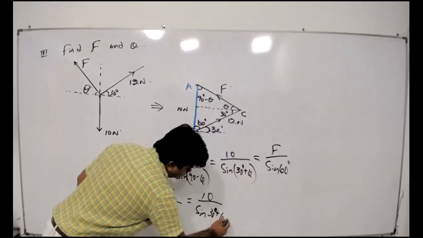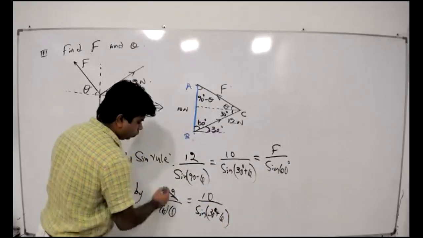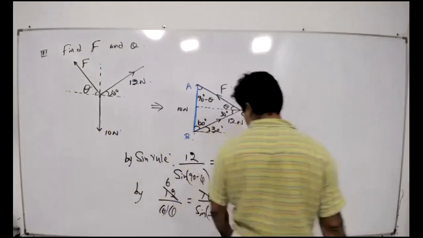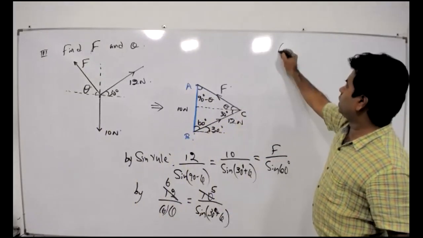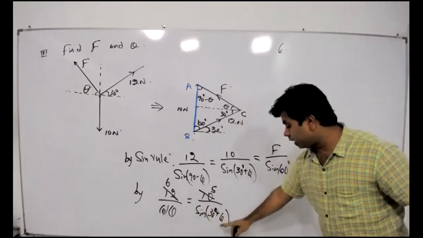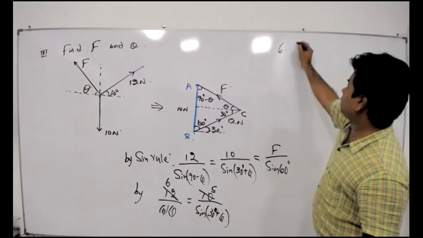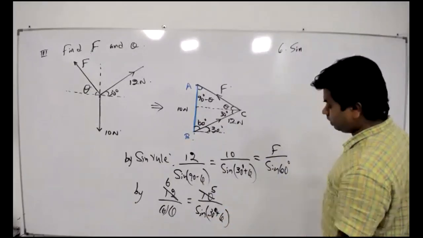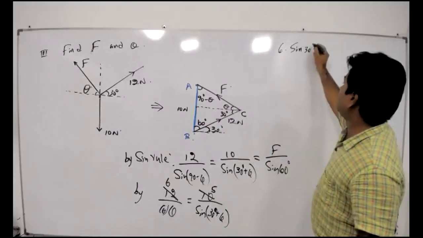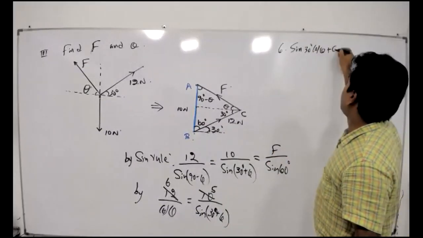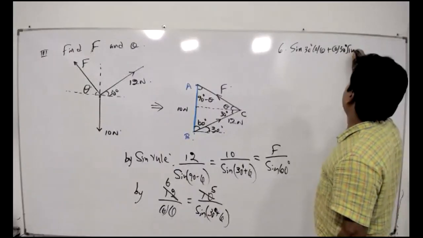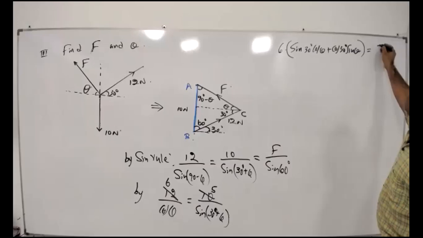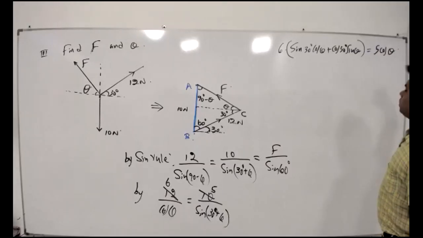Sine(30 plus theta), right? Then 2 into 6, 2 into 5. Then please help me to simplify. That means 6 into sine(30 plus theta). How do we solve this? How do we write it? Sine(A plus B) expansion. Sine(30 plus theta) means sine 30 cos theta plus cos 30 sine theta, right? Which equals 5 cos theta. Clear? 5 cos theta. Okay.